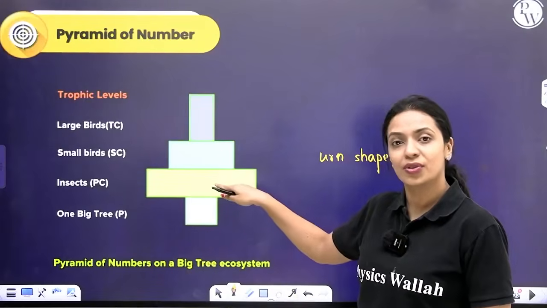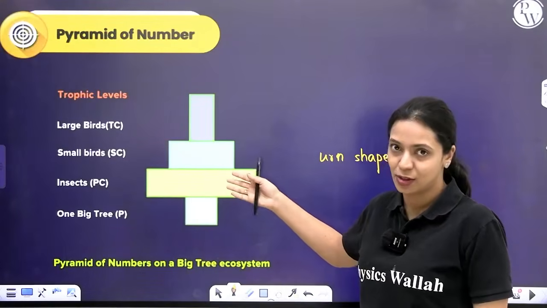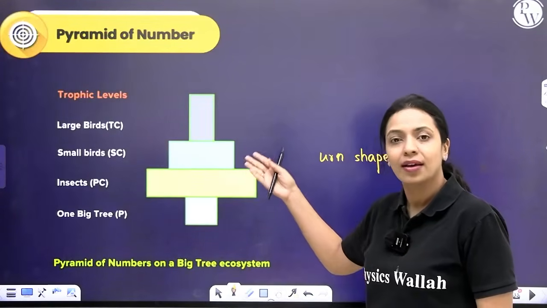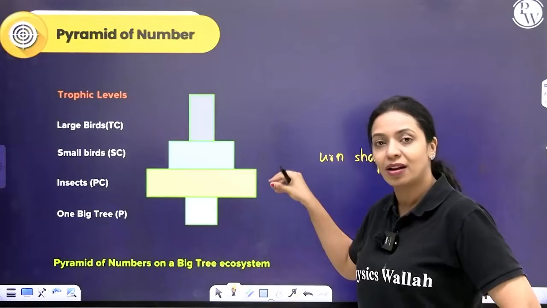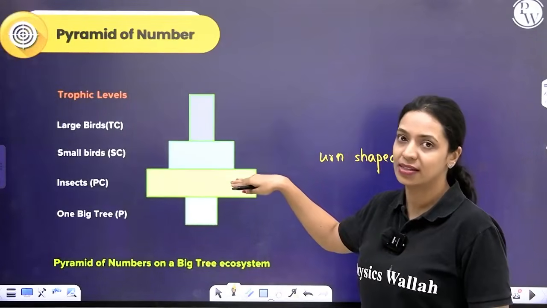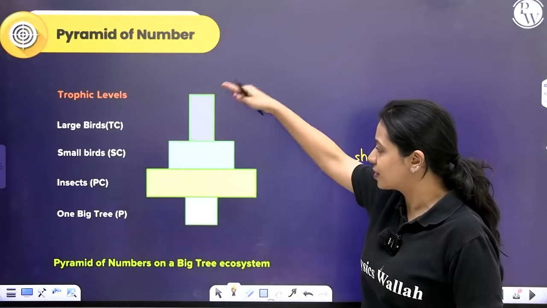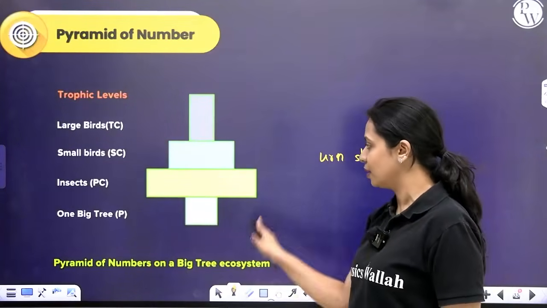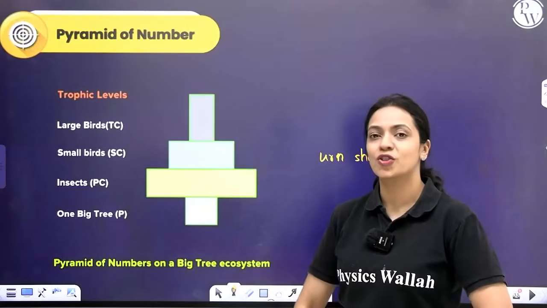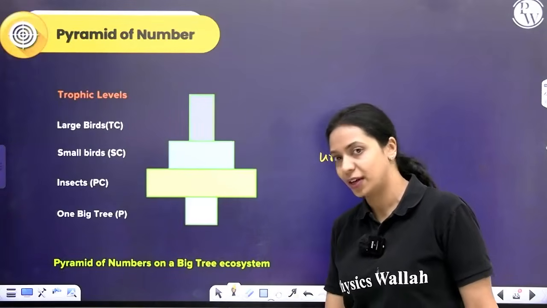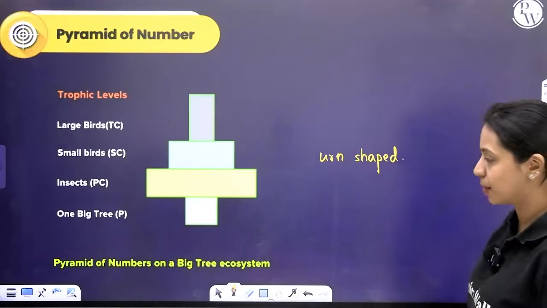On top of that producer, there could be many insects. So the number of insects is much higher. Lesser than the number of insects will be the number of animals dependent on insects, like small birds. Lesser than that will be the large birds that are dependent on the small birds. So you get an urn-shaped pyramid in this case. Generally, they are upright, but sometimes they could be urn-shaped or even inverted.